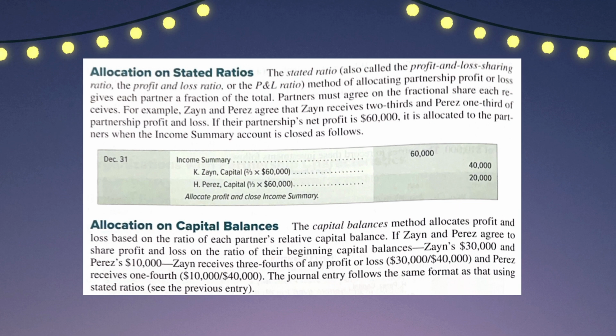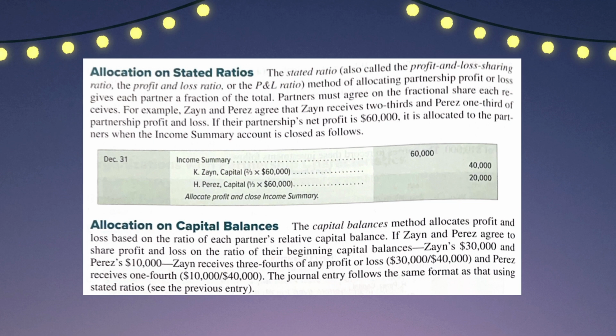Allocation on stated ratios. The stated ratio, also called the profit and loss sharing ratio, the profit and loss ratio, or the P&L ratio, method of allocating partnership profit or loss gives each partner a fraction of the total. Partners must agree on the fractional share each receives. For example, Zane and Perez agree that Zane receives 2/3 and Perez 1/3 of partnership profit and loss. If their partnership's net profit is $60,000, it is allocated to the partners when the income summary account is closed as follows.